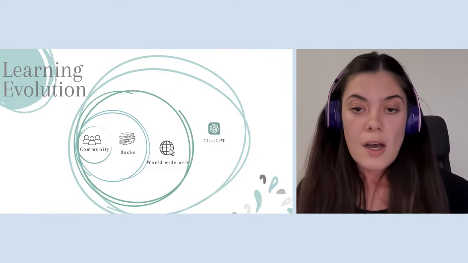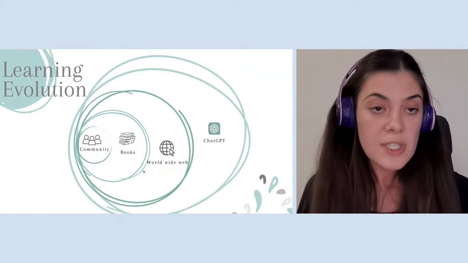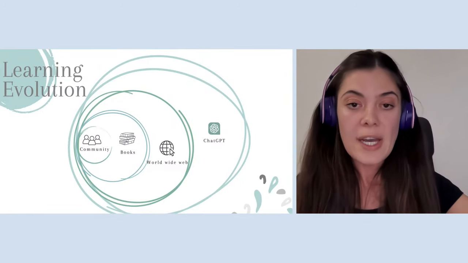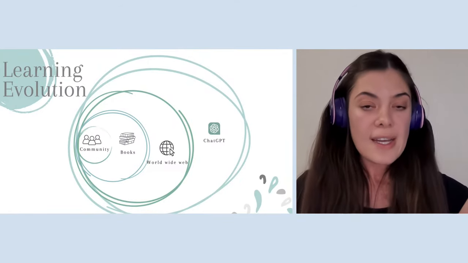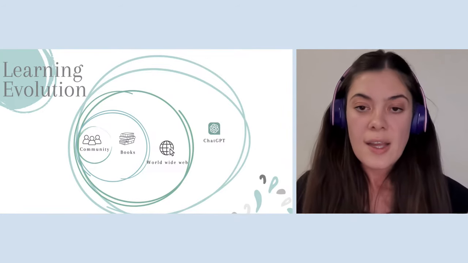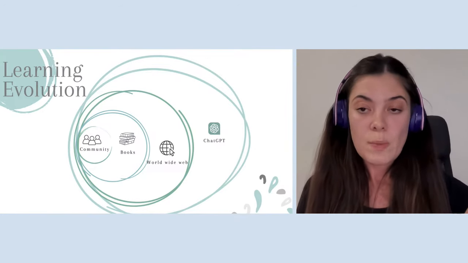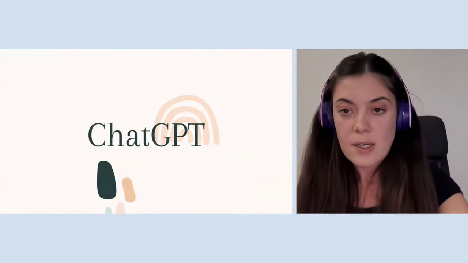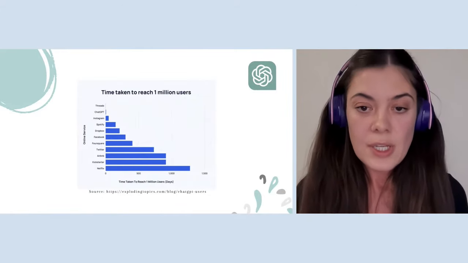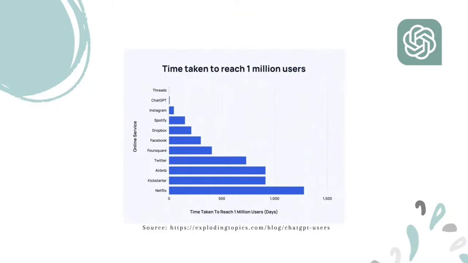Later, we had the World Wide Web, the internet, which had a huge impact because you could have access to every online resource from everywhere in this world. And in the past few months, we have ChatGPT. So what is ChatGPT? Well, it's a natural language processing tool, which was developed by OpenAI. And in a few days, it reached 1 million users in a very, very short period of time, which is incredible.